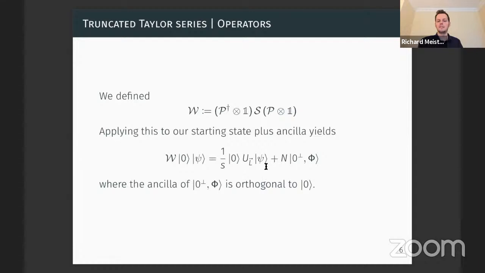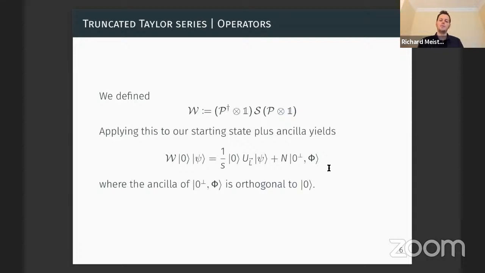So this is already what we really want. But because this P needs to be unitary, we get this normalization factor out front here. So we get the state we want with an amplitude that's less than 1. And we get some garbage state here, of which we only know that the whole thing is normalized. And this garbage state has an ancilla state that is orthogonal to 0. That's all we know about it.